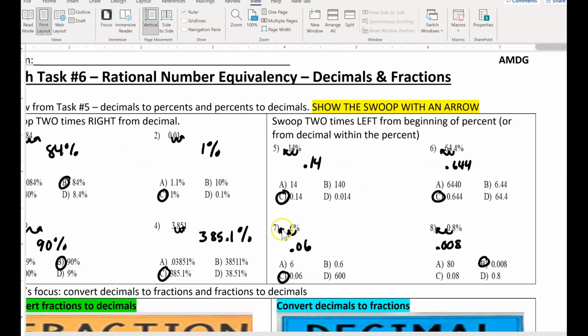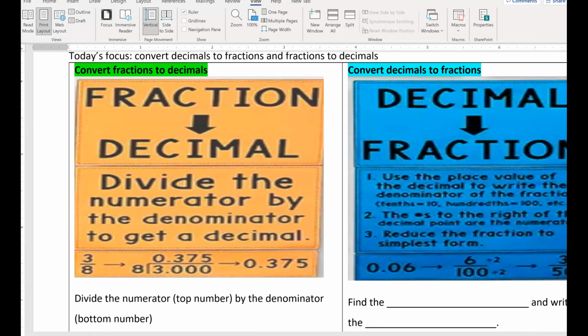So you should have gotten C. Remember, empty space gets the 0, and you should have gotten B. Empty space gets the 0, 2 zeros. Right? So today's focus is we're going to convert from decimals to fractions and fractions to decimals.